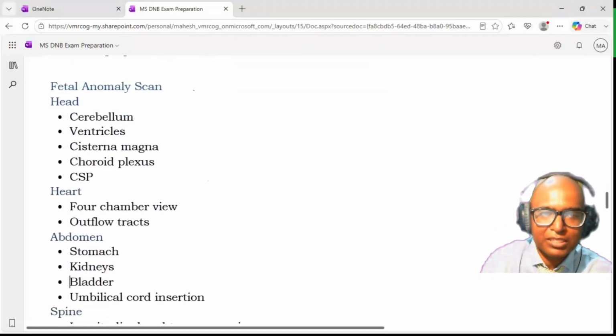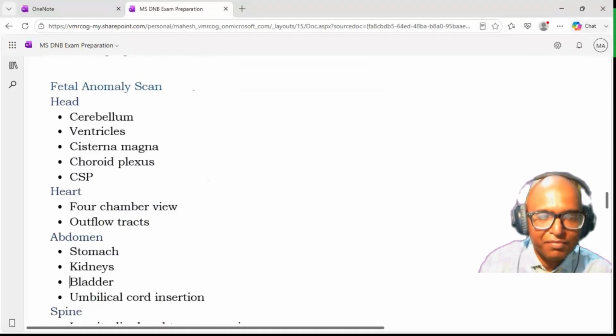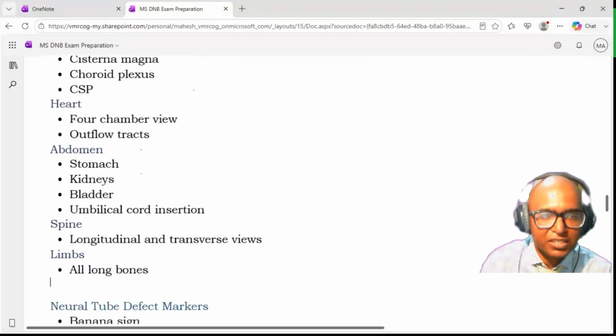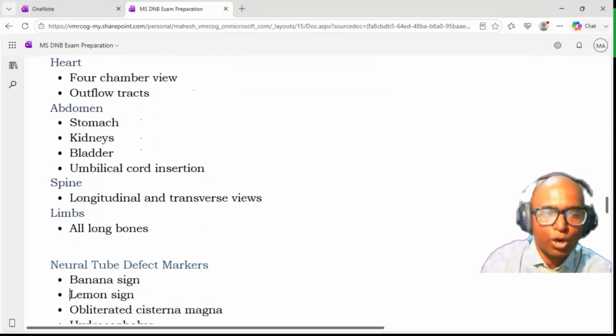Now coming to the fetal anomaly scan, it is head to toe examination. So what are the points which we are going to see? In the head, we'll talk about the cerebellum, ventricle, cisterna magna, choroid plexus, CSP we will see, heart, four-chamber view, outflow tracts, abdomen, stomach, kidneys, bladder, umbilical cord insertion, spine, longitudinal as well as transverse views you have to look for, and limbs, all long bones.